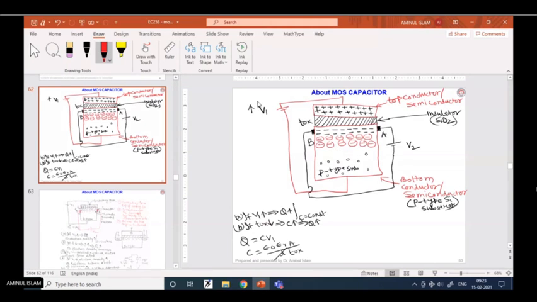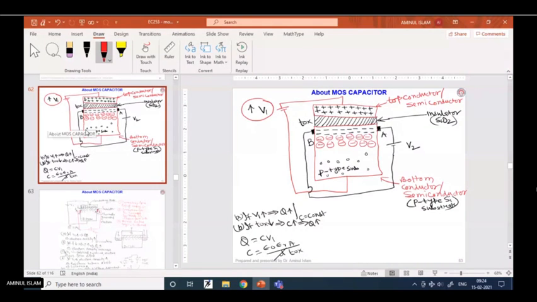So in the absence of this V1, there are no electrons in this region, the top portion of the bottom layer. So there is no current from A to B. Do you agree or not?